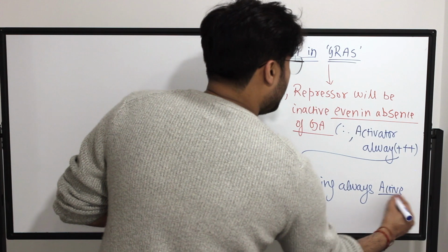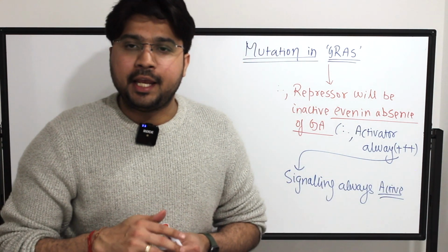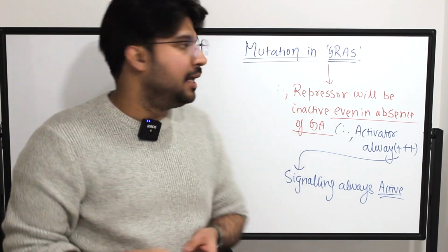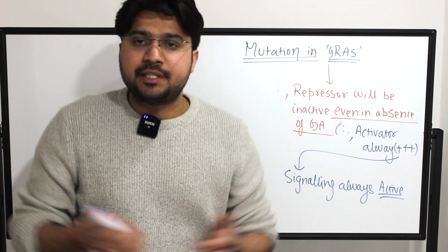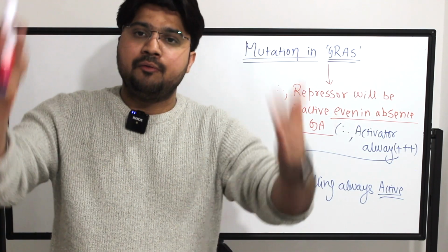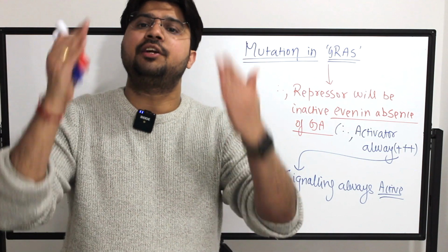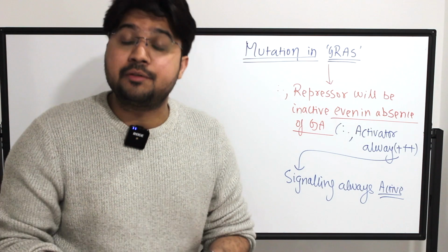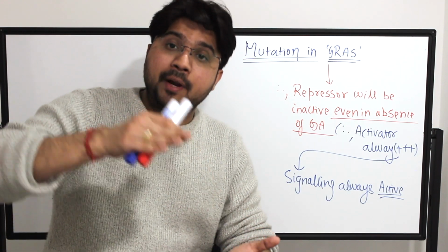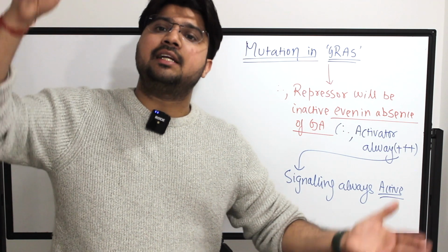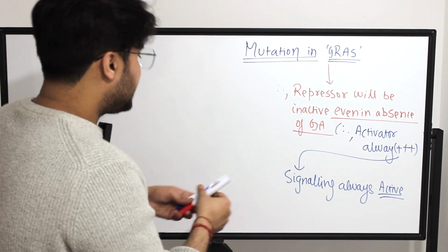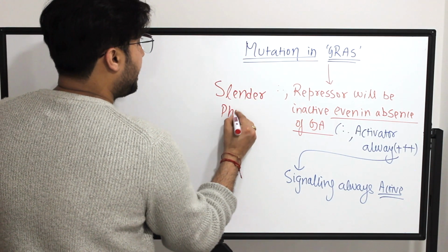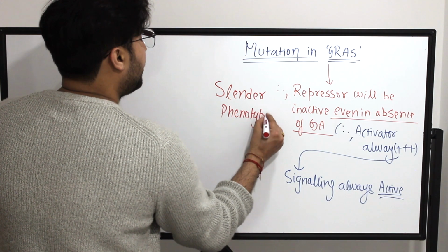So if signaling is always active, even when Gibberellin is not there, what was Gibberellin doing? Gibberellin was removing the repressor. But now your mutation has made the repressor inactive, as a result of which signaling will keep on happening. This is called constitutive GA signaling. Signaling will always take place, and this will be a plant with increasing height. It is going to increase its height always. This is called a slender phenotype.